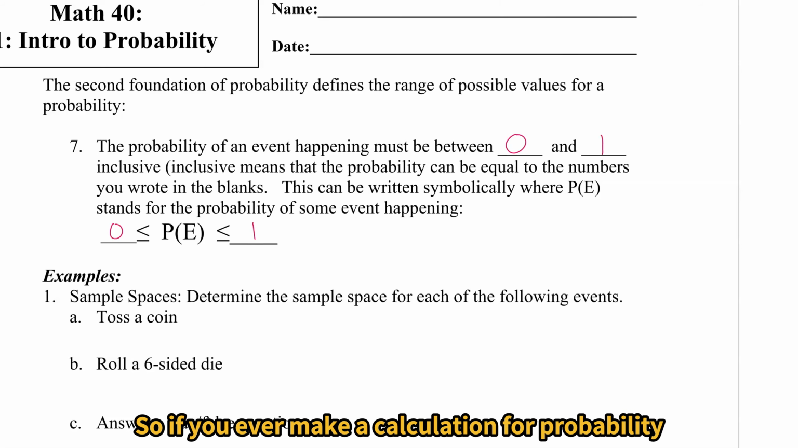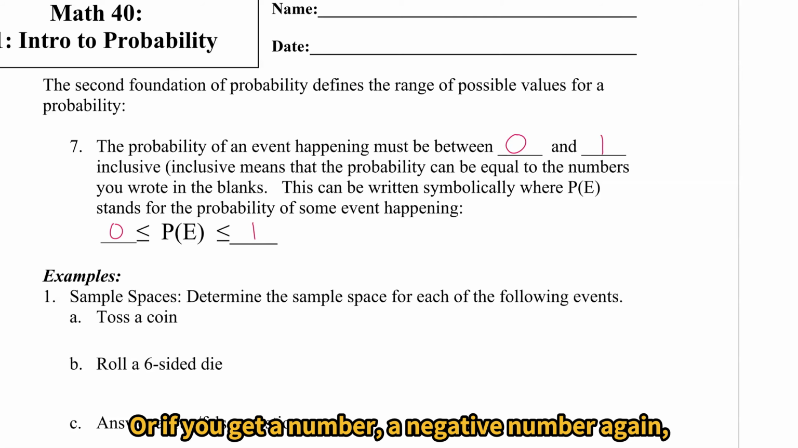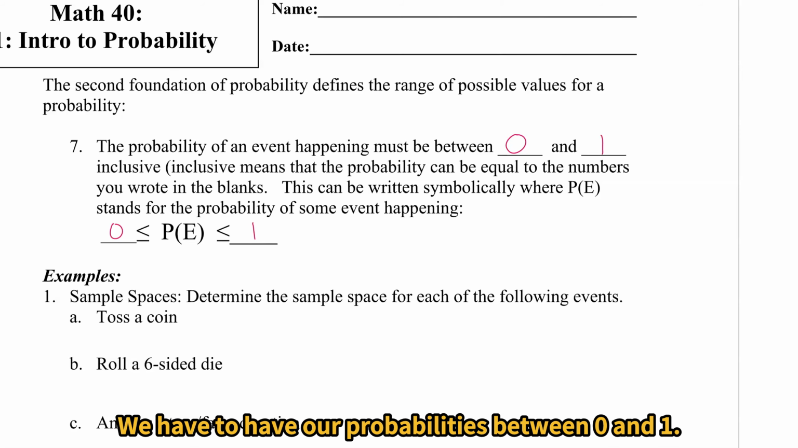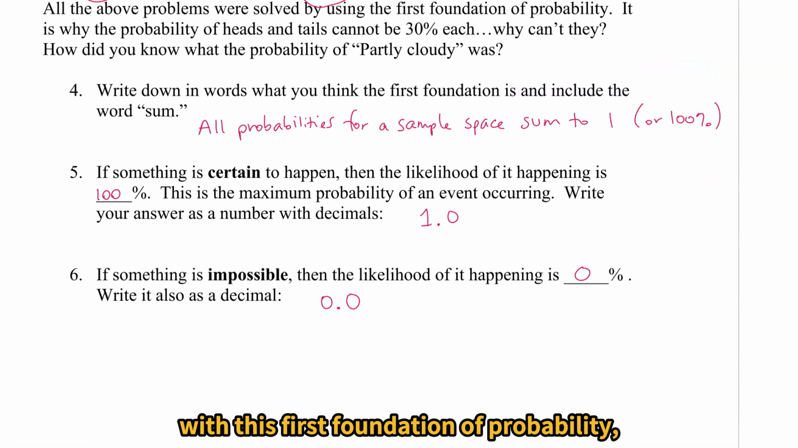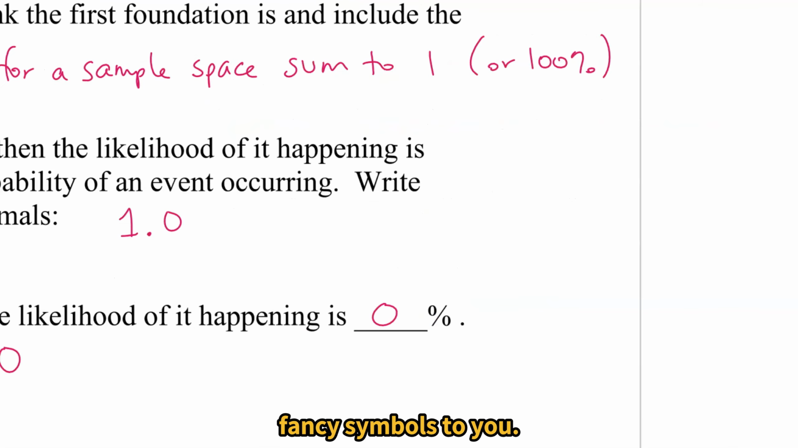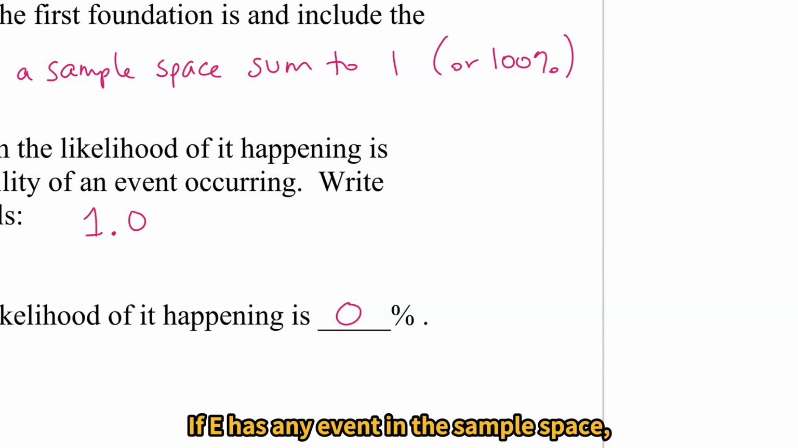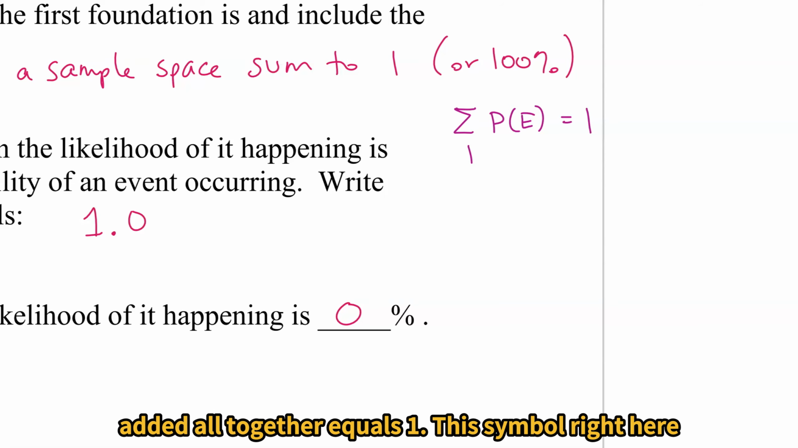So if you ever make a calculation for probability and you get a probability bigger than 1, something's not right. Or if you get a negative number, again, something's not right. We have to have our probabilities between 0 and 1. Backing up for just a moment, up here with this first foundation of probability, we can write this in some fancy symbols. So I'm going to try to introduce those fancy symbols to you. If E is any event in the sample space, then the probability of E added all together equals 1.